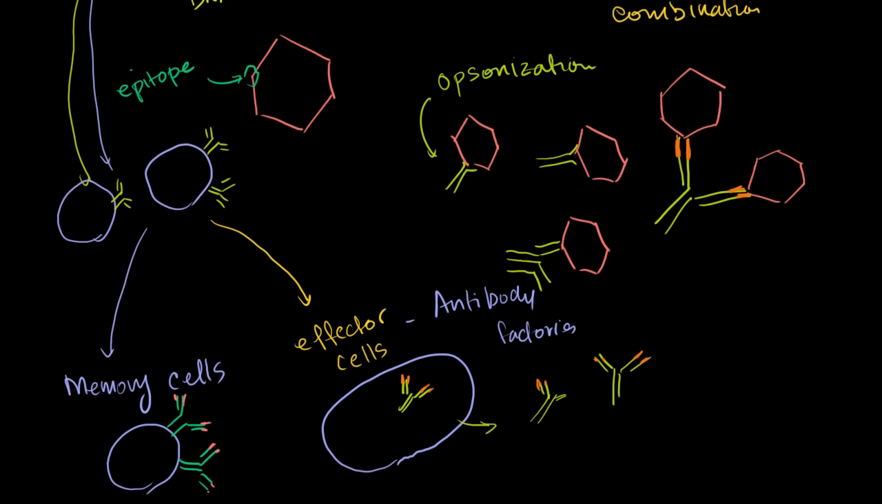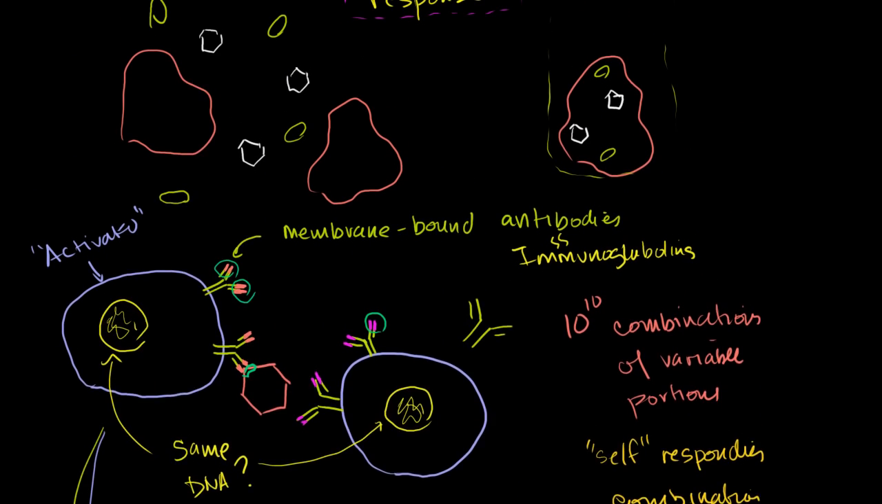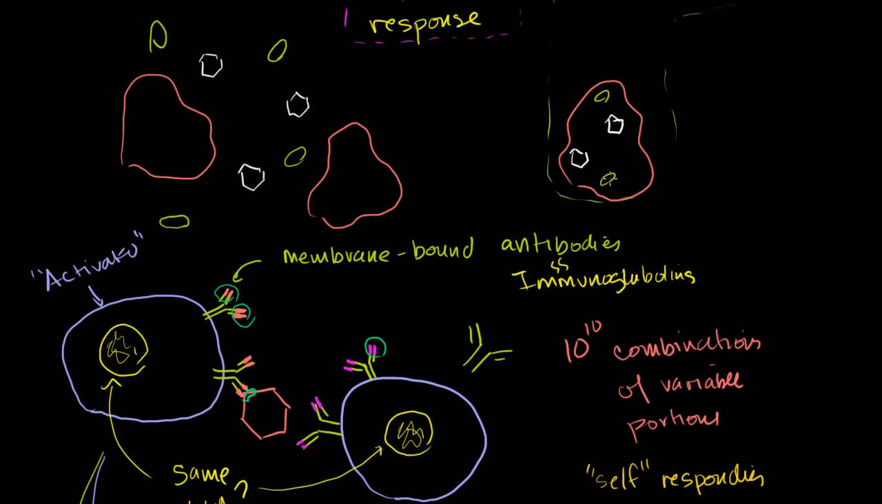But we haven't solved all of the problems yet. We haven't solved the problem of what happens when things actually infiltrate cells, or we have cancer cells. How do we kill cells that have clearly gone astray?